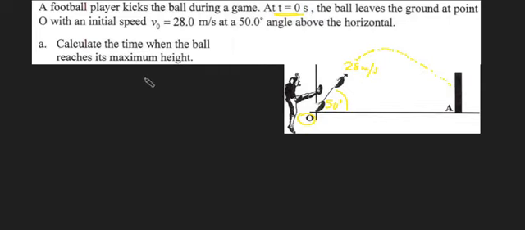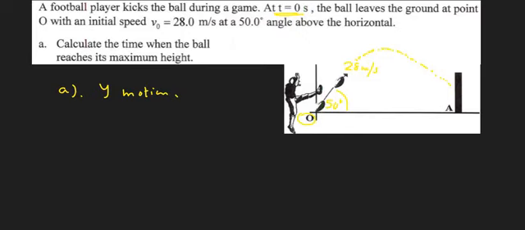The first thing they're asking is to calculate the time when the ball reaches its maximum height. So in part A, we are looking at the y motion. The first thing that we need to do in this case is decompose the velocity, which makes an angle of 50 degrees with the horizontal, into its x and y components.